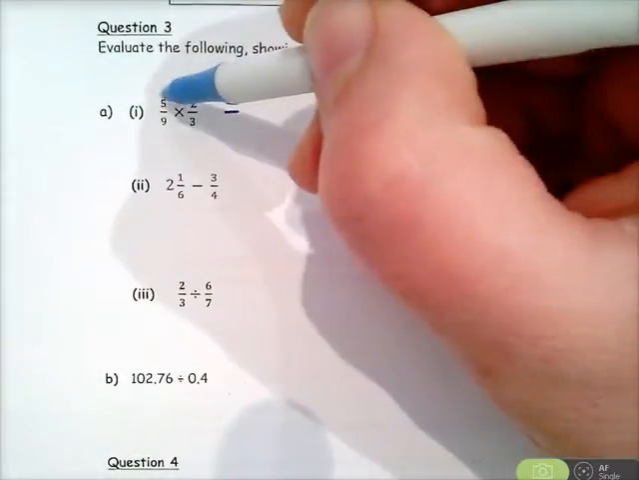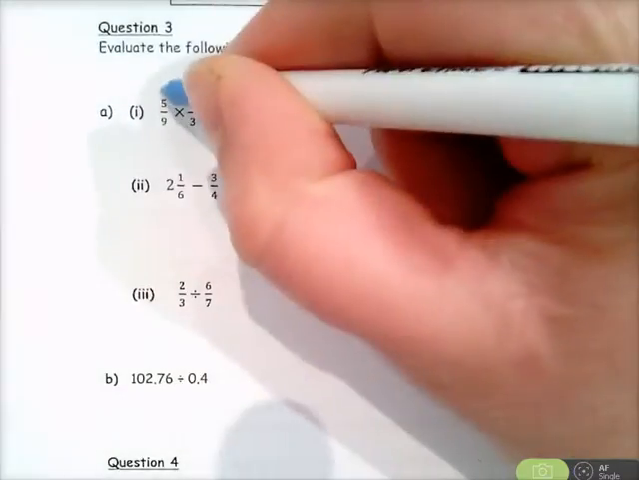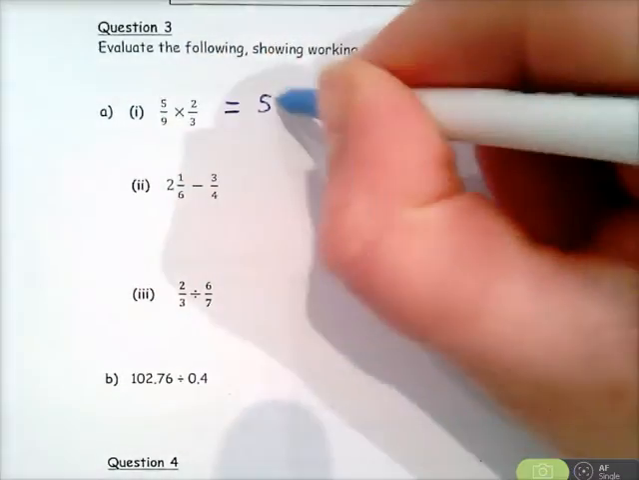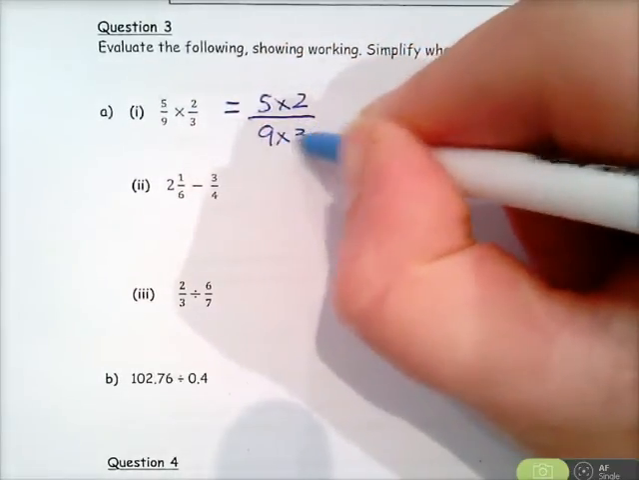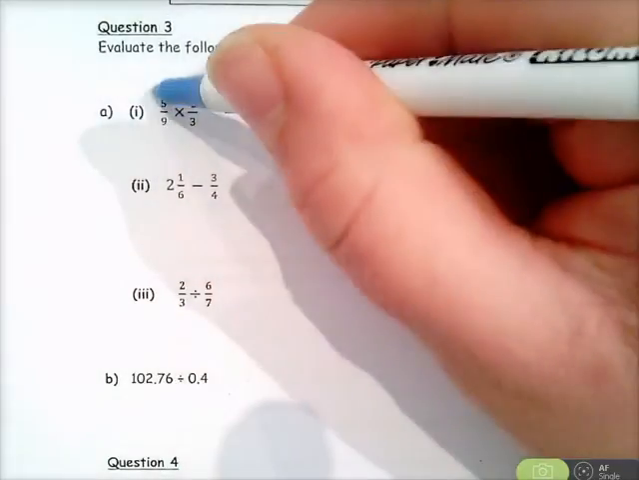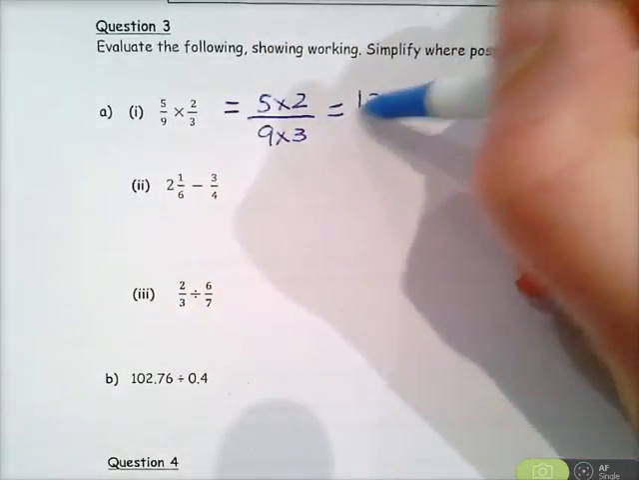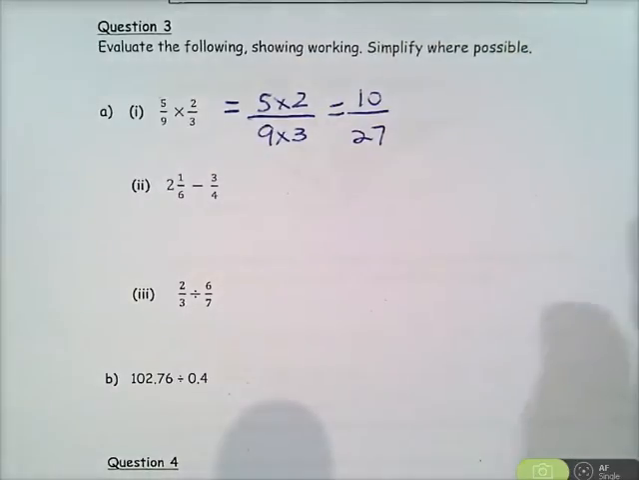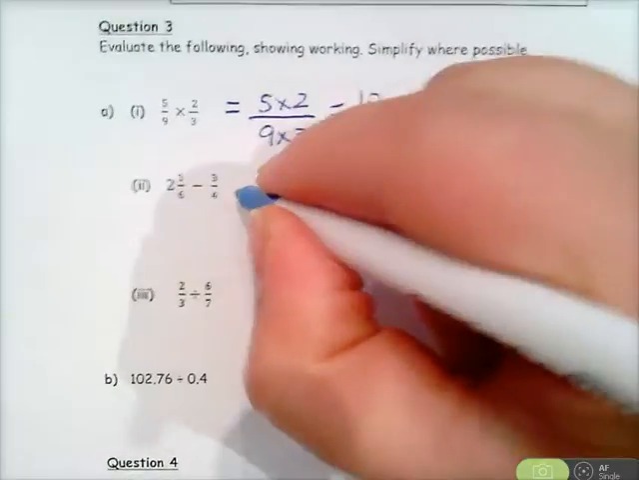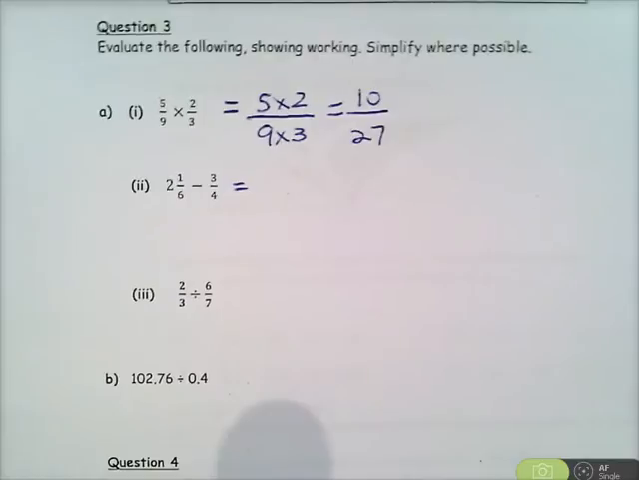So remember, when multiplying fractions, we multiply the numerators. So we do 5 times 2, multiply the numerators, and we multiply the denominators over 9 times 3. So multiplying the tops, we get 5 times 2 is 10, over 9 times 3 is 27, and that's the first question there. Now in this question here, the second question, we're asked to subtract these 2 fractions.